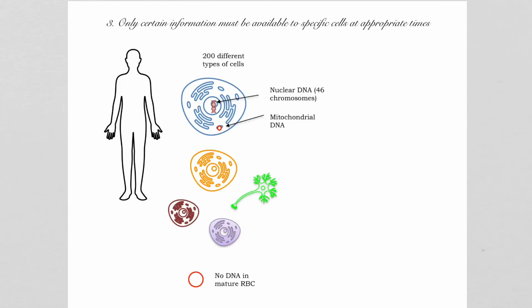Another important function of DNA, it carries information, but this information must be available only to specific cells, and that too at appropriate times. So remember, we have 200 different types of cells, so except for these red blood cells that don't have DNA, the rest of the cells have exactly the same 46 chromosomes. Okay, so all your 199 remaining cell types have exactly the same 46 chromosomes. So basically they carry the same information.